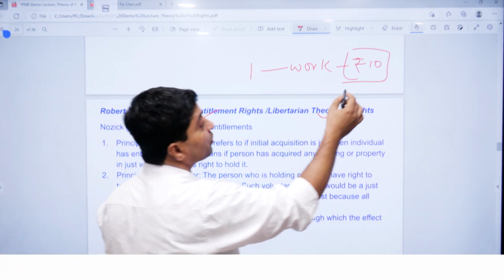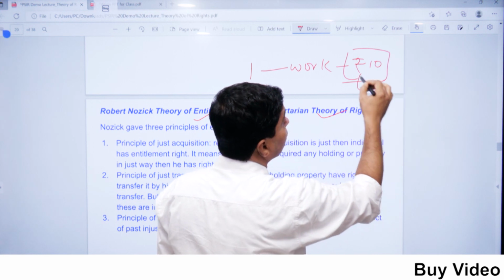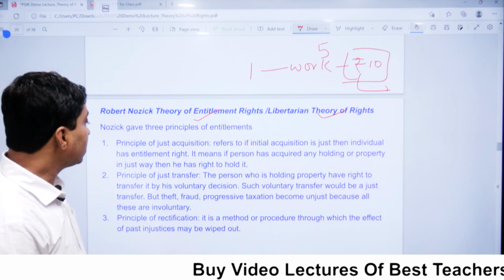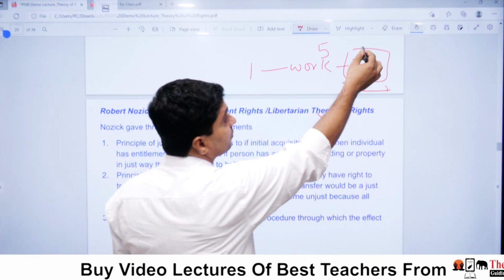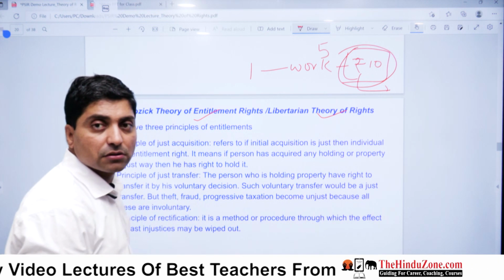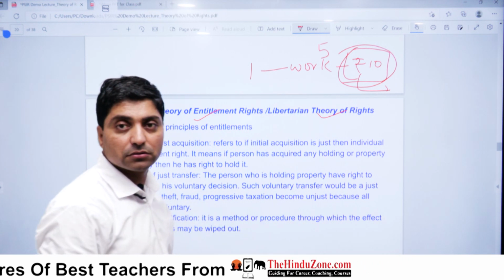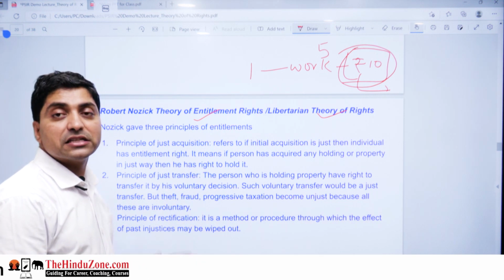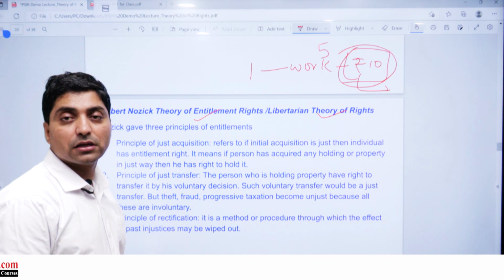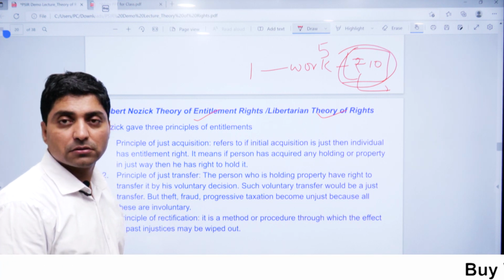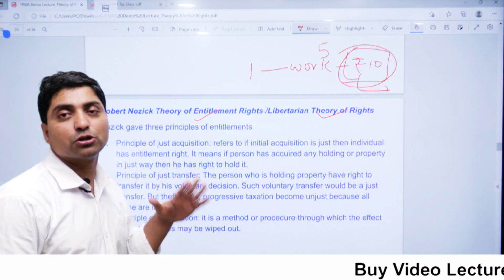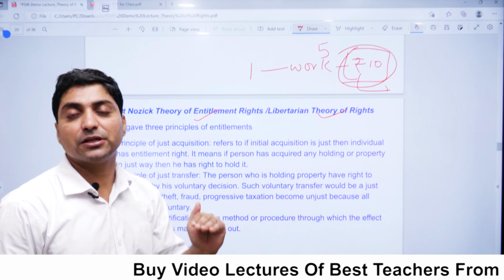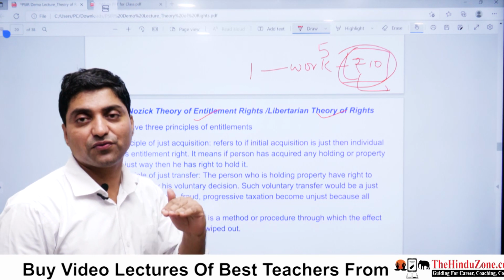Secondly, I also have the right to transfer these 10 rupees, or 5 out of 10 rupees, to someone. So I have the right to own by just means, and I have the right to transfer. These two principles he applied, and he said the rest of the application is all bogus. Basically he was criticizing Rawls, because Rawls gave a patterned theory of justice, a systematic theory of rights.